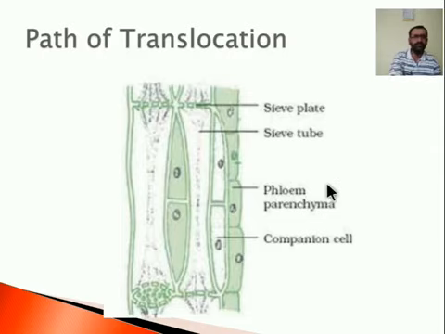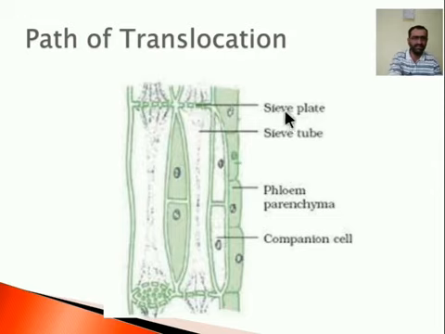Next part is the path of translocation. Let us see in this diagram. This is the internal structure of the stem and the phloem. Here the different parts of the phloem are there, because translocation of food material takes place only through the phloem. Okay, xylem is responsible for water translocation, and the organic food material is translocated with the help of the phloem region, and that phloem has different cells.